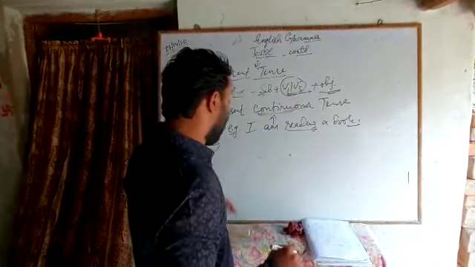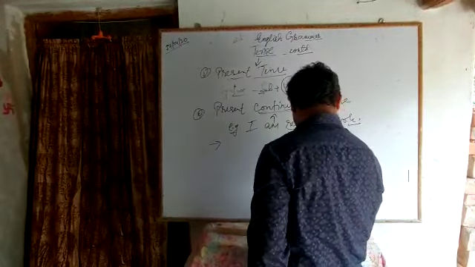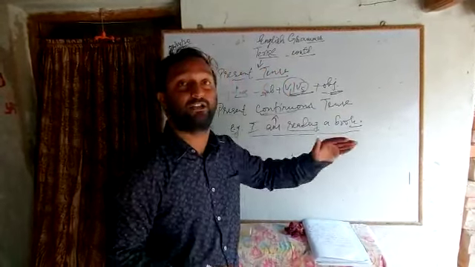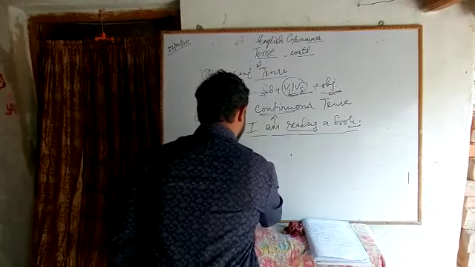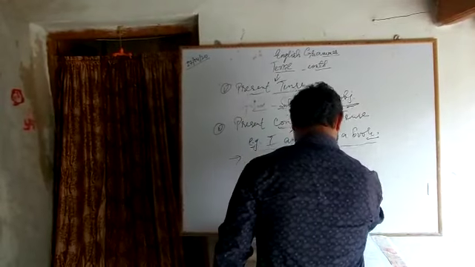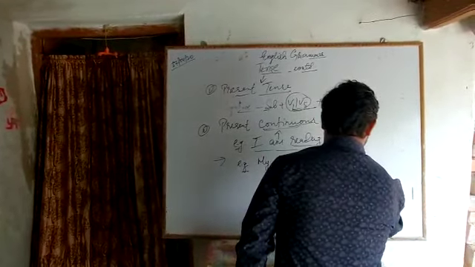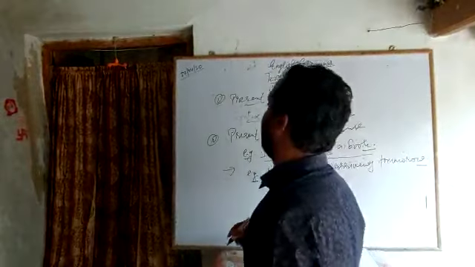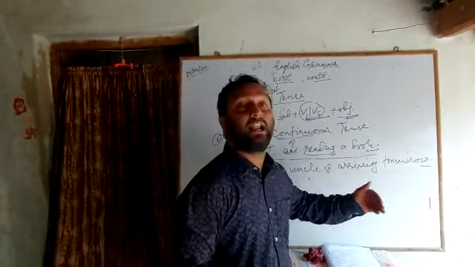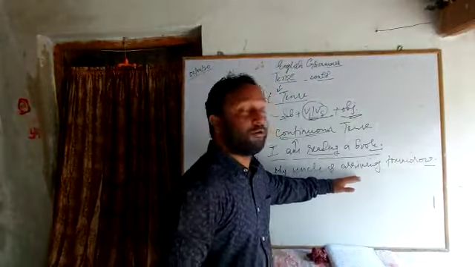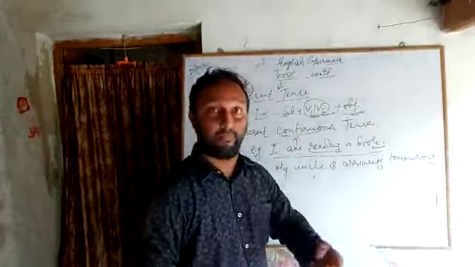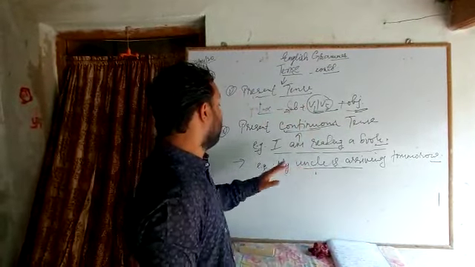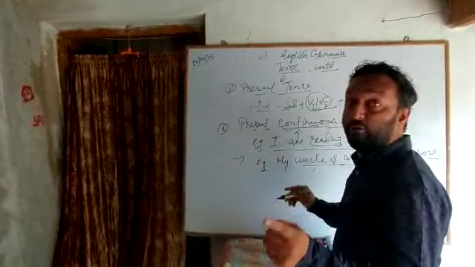It has another use. We can also use it to express an action that is fixed to take place in the future. कोई भी काम जो future में होना है वो fix है, उसके लिए भी हम लोग कभी present continuous tense का use करते हैं. Example, my uncle is arriving tomorrow. मेरे अंकल कल आ रहे हैं, कल पहुंच रहे हैं. अंकल को आना है tomorrow. This is future, but we will put it under present continuous tense because it is fixed. So sometimes we will use present continuous tense when the work in the future is fixed.